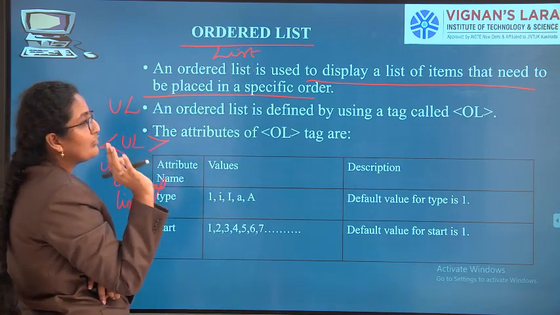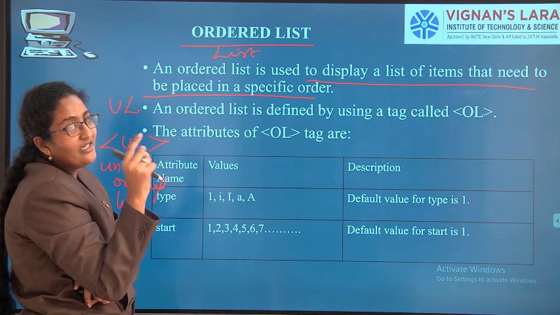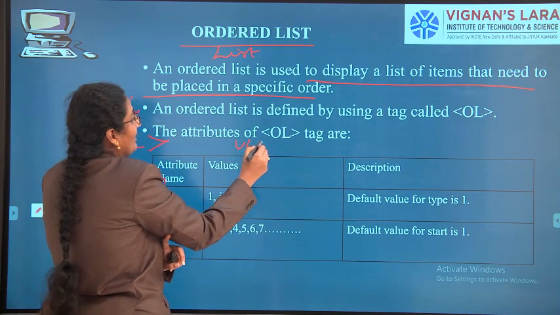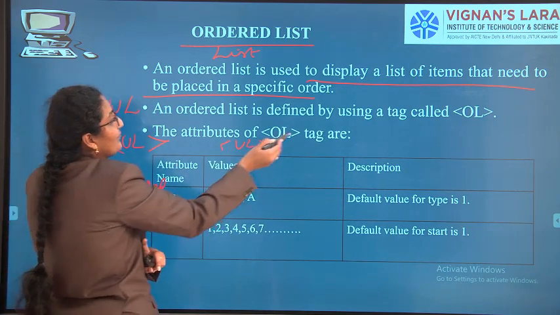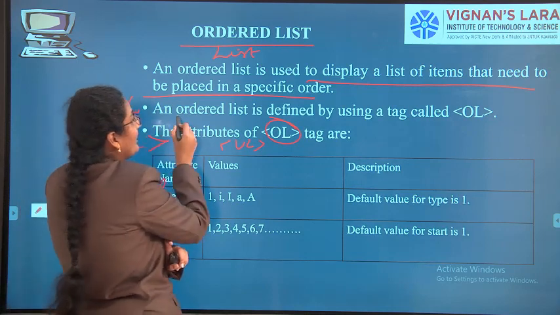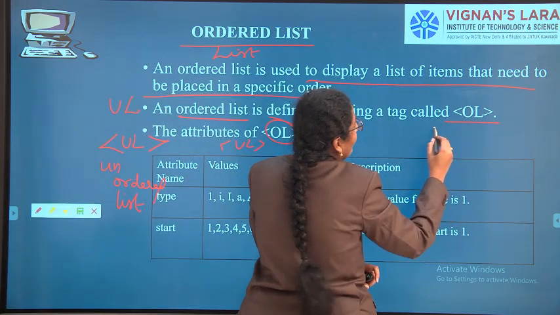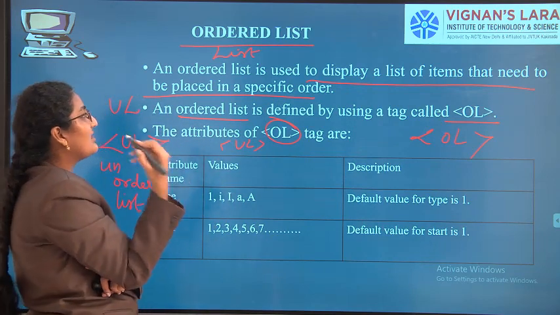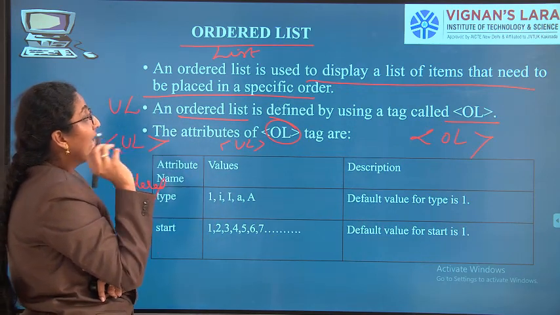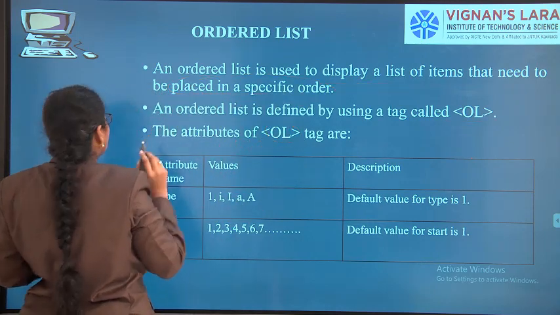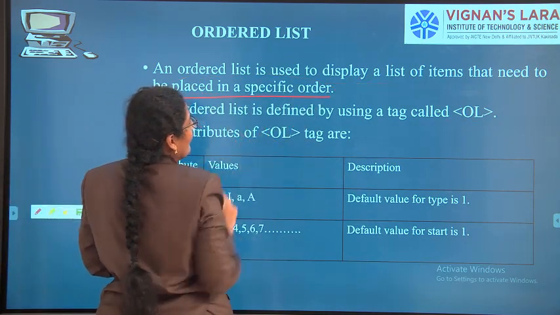So any list is a collection of related elements. List is divided into three types: unordered, ordered, definition list. So unordered list is defined with UL, whereas ordered list is defined with the OL tag. So what is the tag we are using for defining ordered list? OL, ordered list. Ordered list is also a list of related elements where the elements are placed in a specific order.